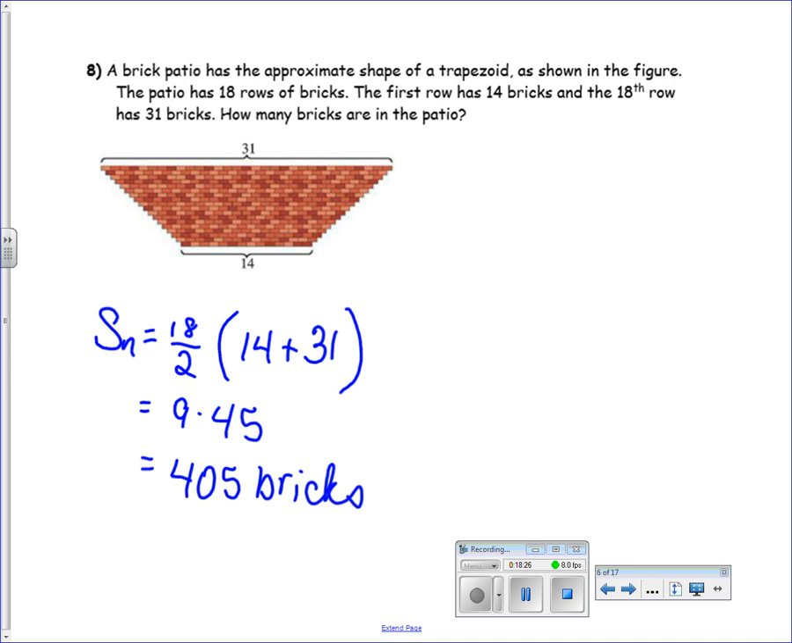Okay, so questions about arithmetic sequence and series. Okay, we're also going to get started a little bit on geometric.